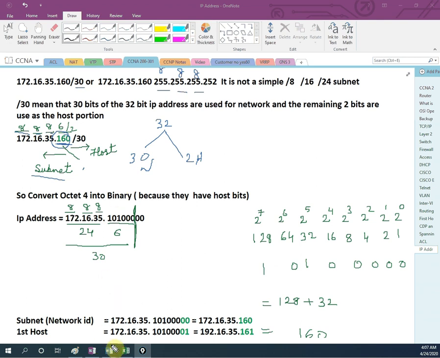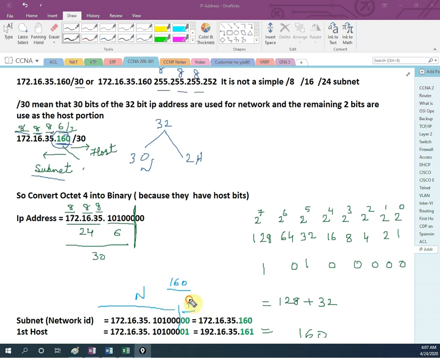So here we have 172.116.35 dot this binary number. This is 19. I converted this 160 into binary, and then we took the 6 bits. So we took 6 bits, from here to here. This total is the network and these 2 are the host.